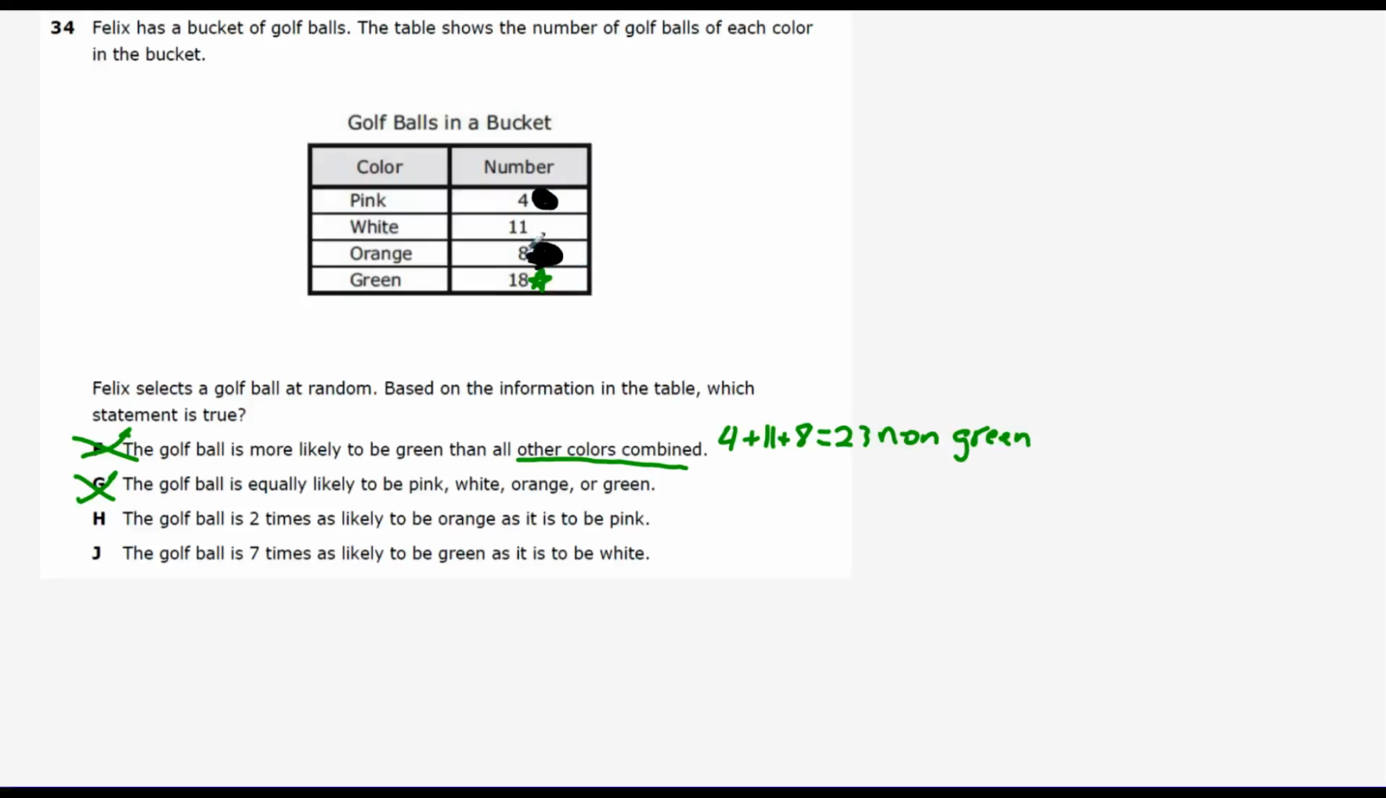So is 8 twice as much as 4? Well, 4 times 2 is 8. Look at that. So is this true? Yes. And let's check J just to be thorough.